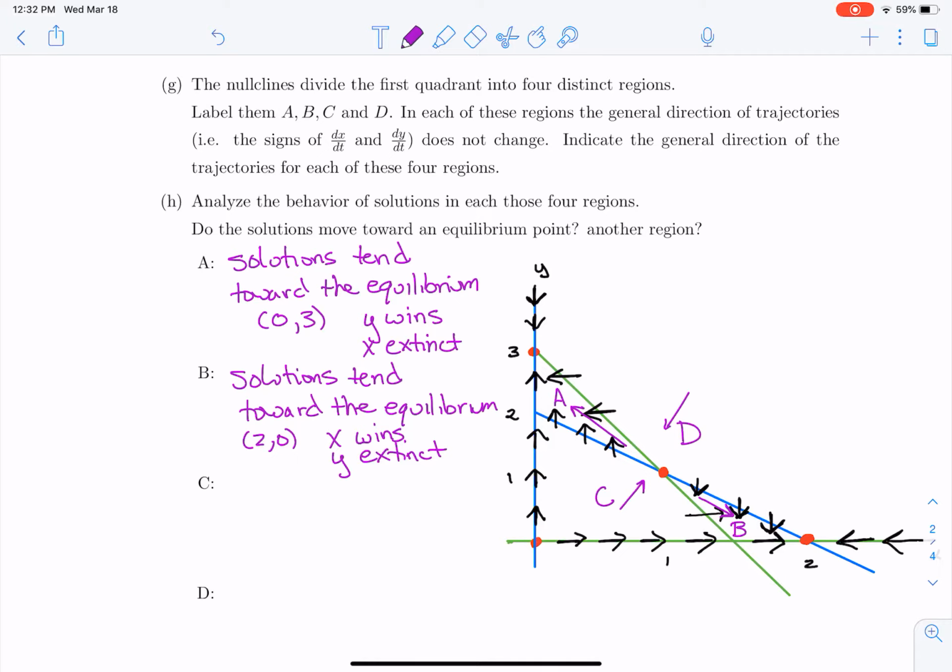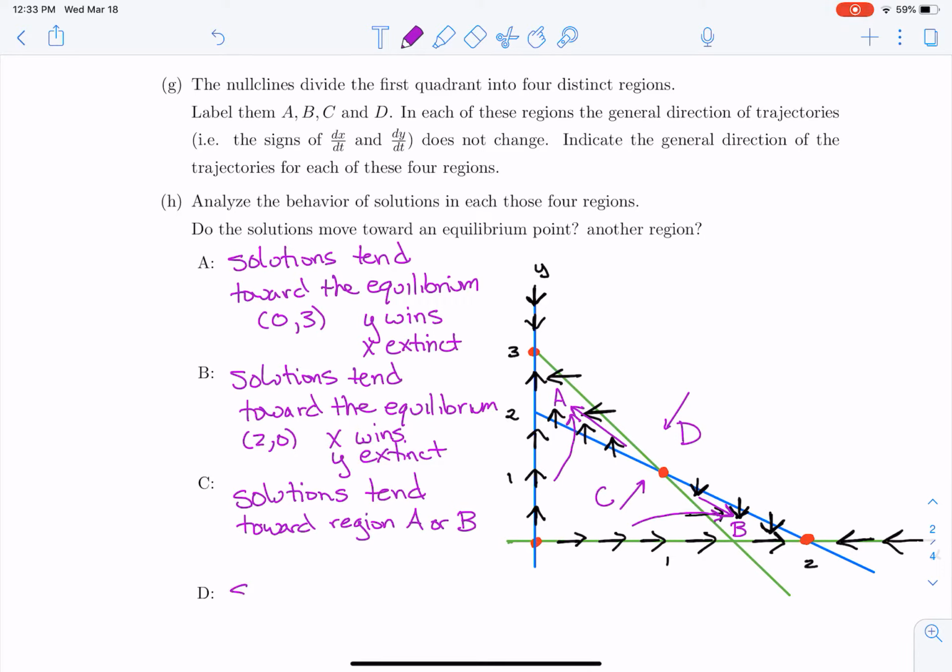Let's look at region C, which is a little bit more complicated. Solutions can do one of two things depending on where they start. They tend toward either region A or B. So solutions here may tend toward region A, whereas solutions that start here may tend toward region B. Once they get into regions A or B, then they're going to go toward the equilibrium points. Solutions technically can go to the equilibrium (1, 1), but that is very unlikely.